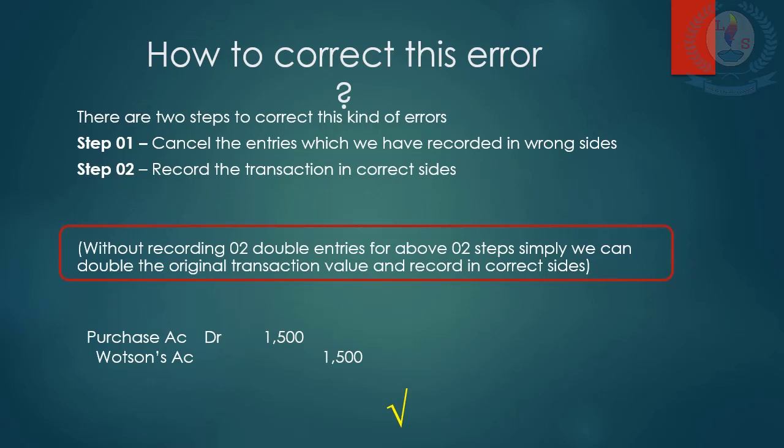Out of this 1500, 750 will be cancelled, the wrong entry which you have kept, and the original entry, the correct entry, will remain in the books.